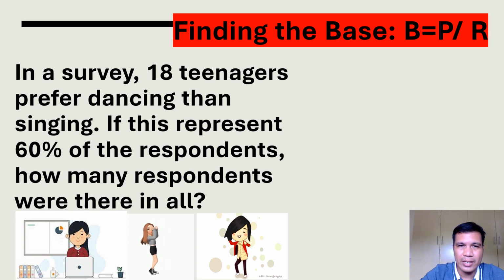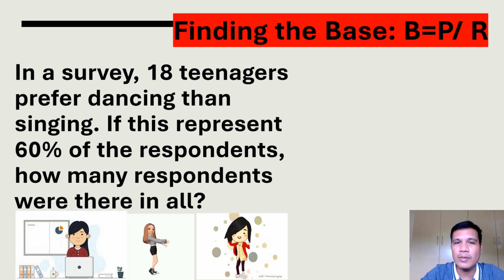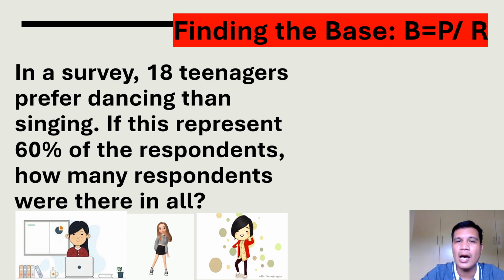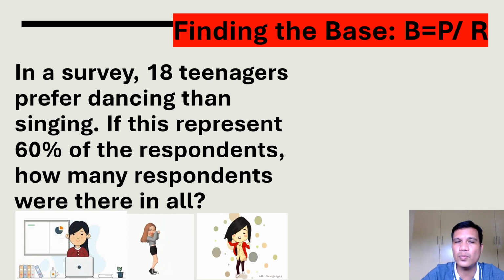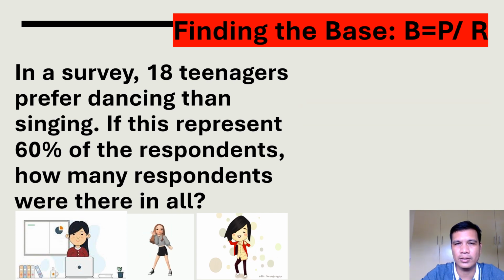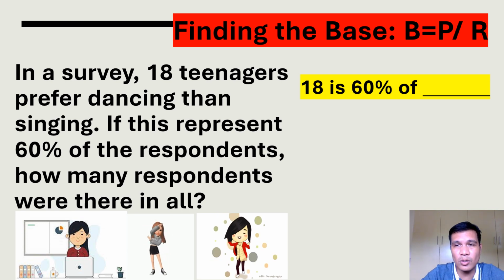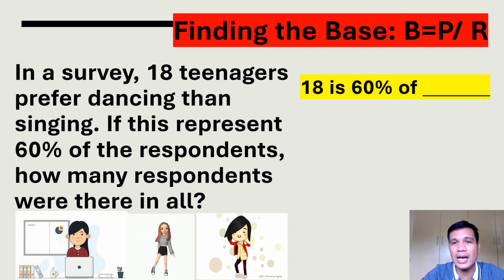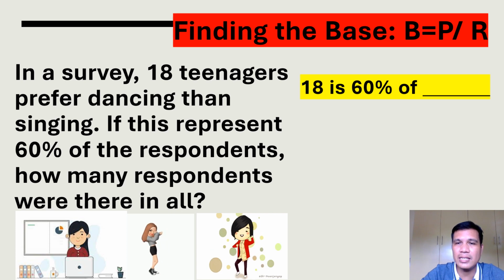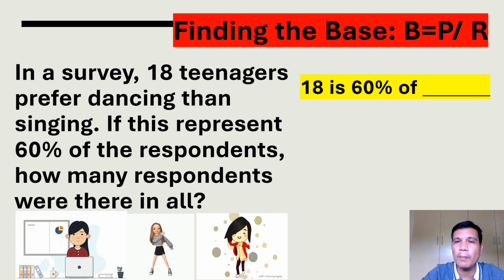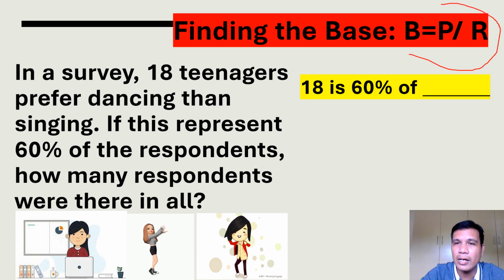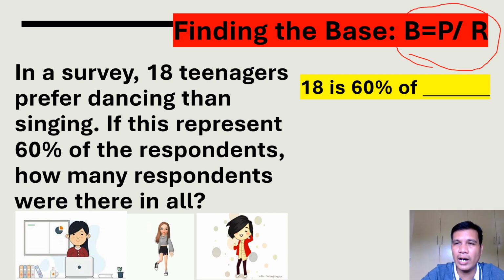In a survey, 18 teenagers prefer dancing than singing. If this represents 60% of the respondents, how many respondents were there in all? So, 18 is 60% of what number? Yan ang hinahanap natin. 18 is 60% of blank. Remember the formula? Base is equals to percentage divided by rate.